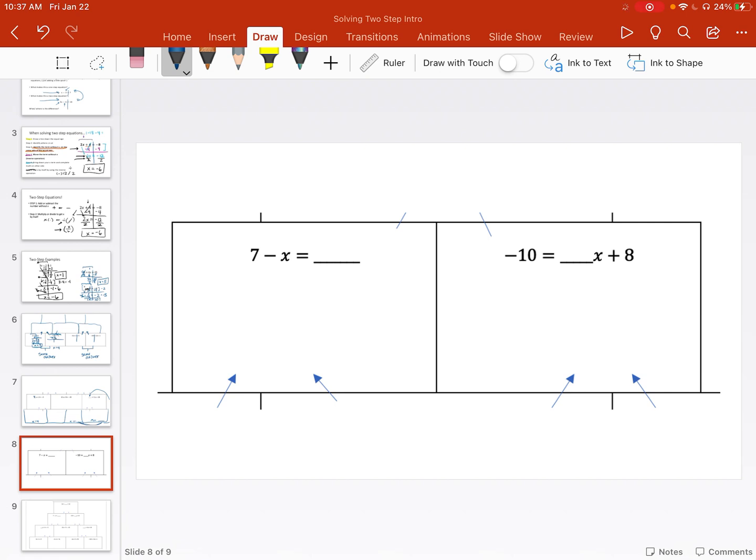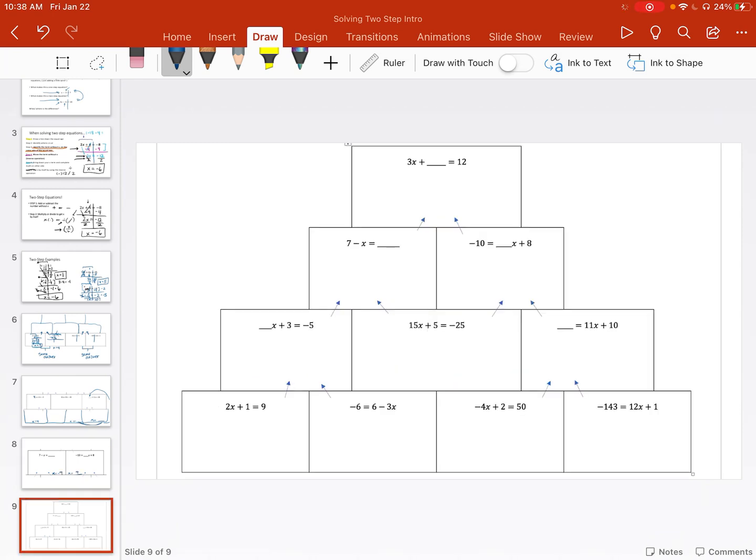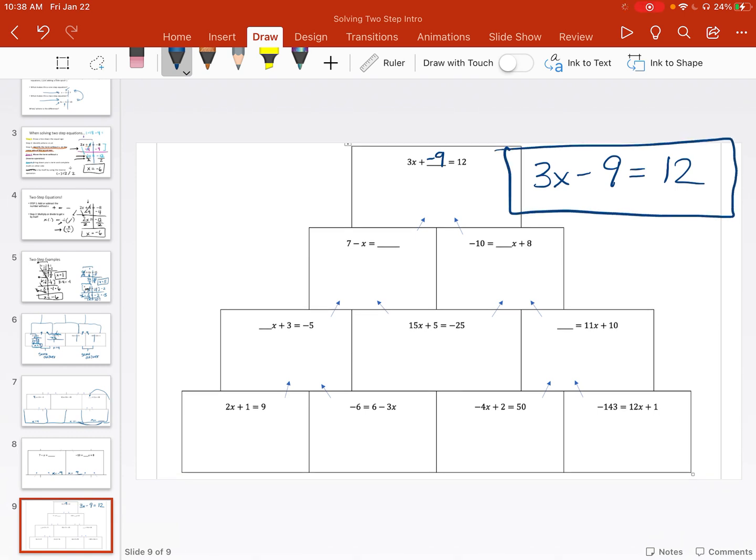Real quick, this answer is going to equal a negative. This answer is going to equal a positive. They're going to be the same number. So you should get a negative 9 and a positive 9. For the top one, use a negative 9. So for the top problem, you should say 3x minus 9 equals 12. Solve this problem for your top box.